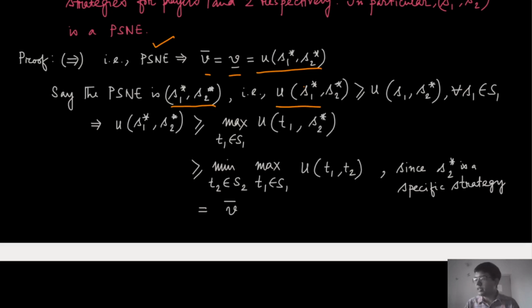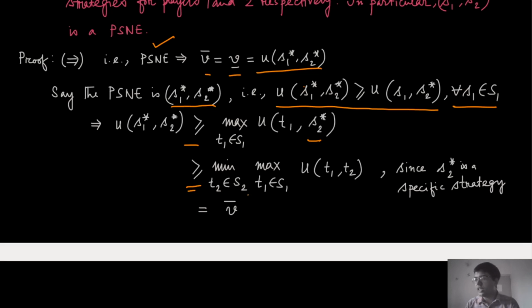So because this is a PSNE, this inequality must hold. This is the definition of PSNE, and this should hold for all S1 in capital S1. Now since this holds for all S1 in capital S1, you can also take the max on the right hand side. It is satisfied for all S1, so it should also be satisfied for the maximum of it. So that gives you this inequality here. And now we are again using the standard technique of using the definition of minima. Because S2 star is a very specific strategy, if you take the minima, it will always be greater than or equal to. So this inequality also holds.